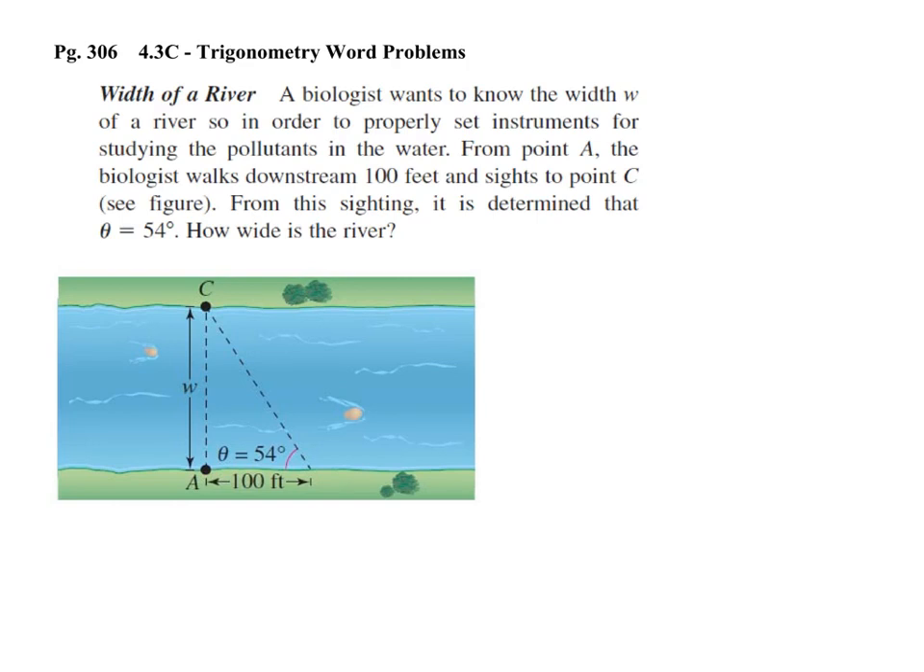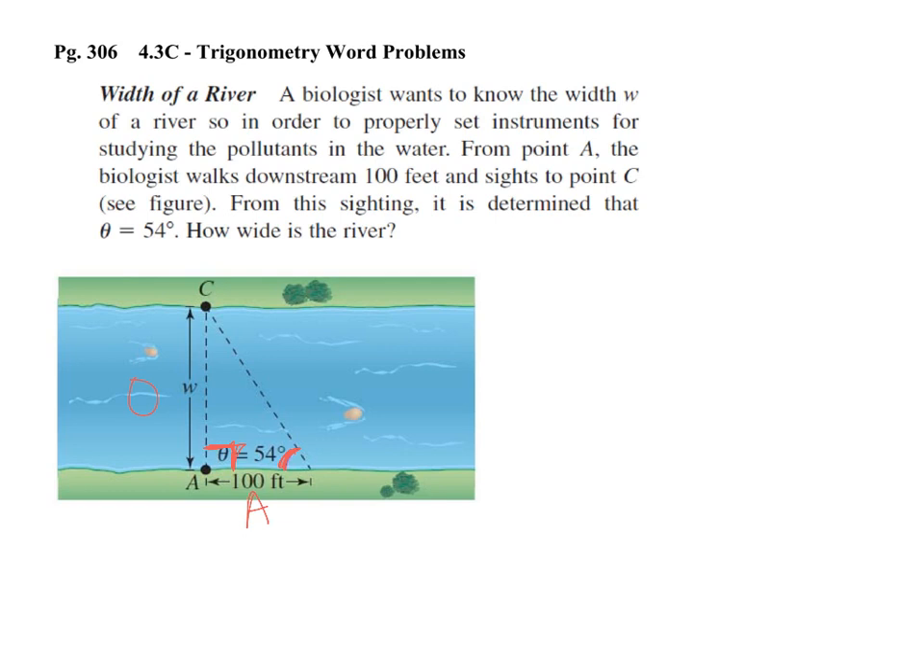Alright, starting with 4.3c, we have this word problem where we are trying to figure out the width of a river, and they already give you the whole diagram, so you don't have to draw anything, and they label everything for you already. So this is theta here, and I have a right triangle. It's safe to assume that, because there's no other way to figure out the missing length. Relative to the angle they give me here, this is the adjacent side, and this is the opposite side.